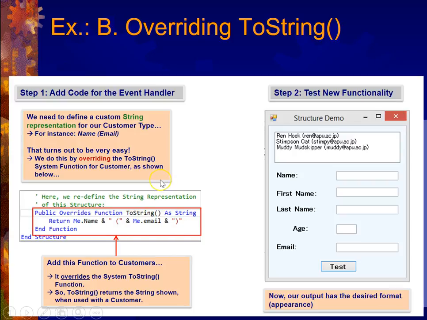Okay? So again, this is what we have. We override it, and I'm sorry, this should be done within the structure. So you want to add this function to our customer's structure. Okay? And then this should work the way we want it.